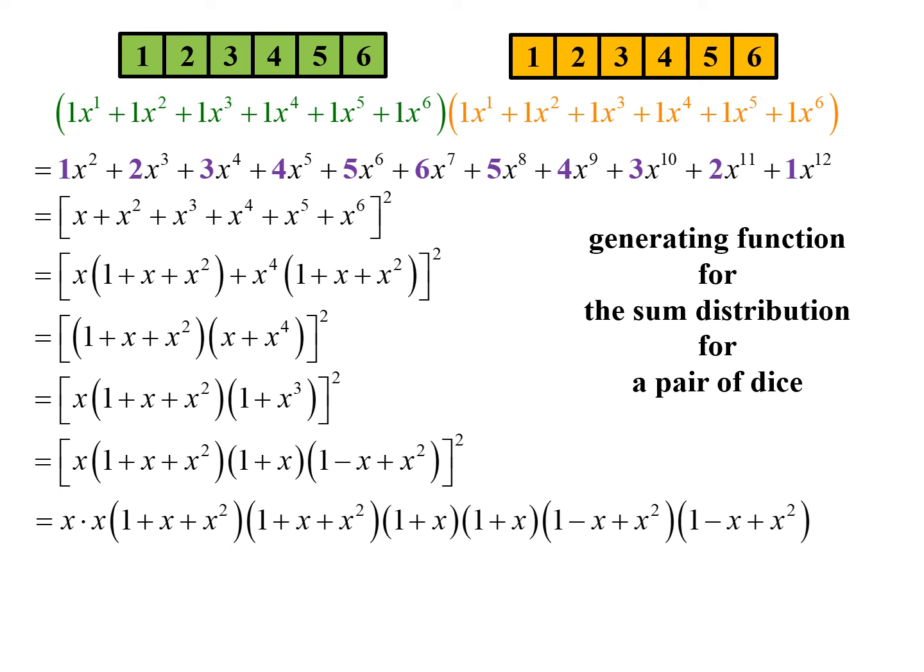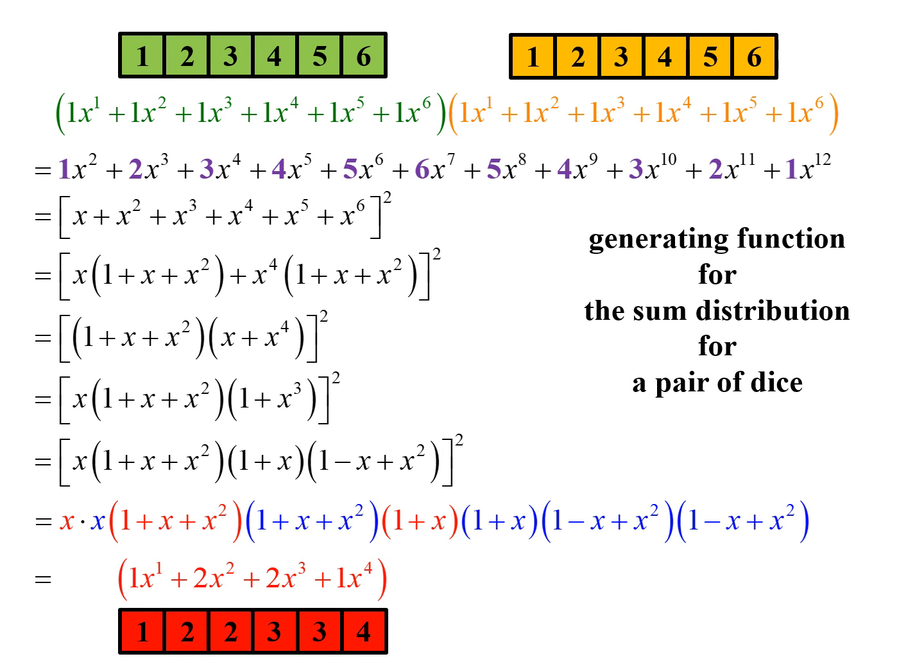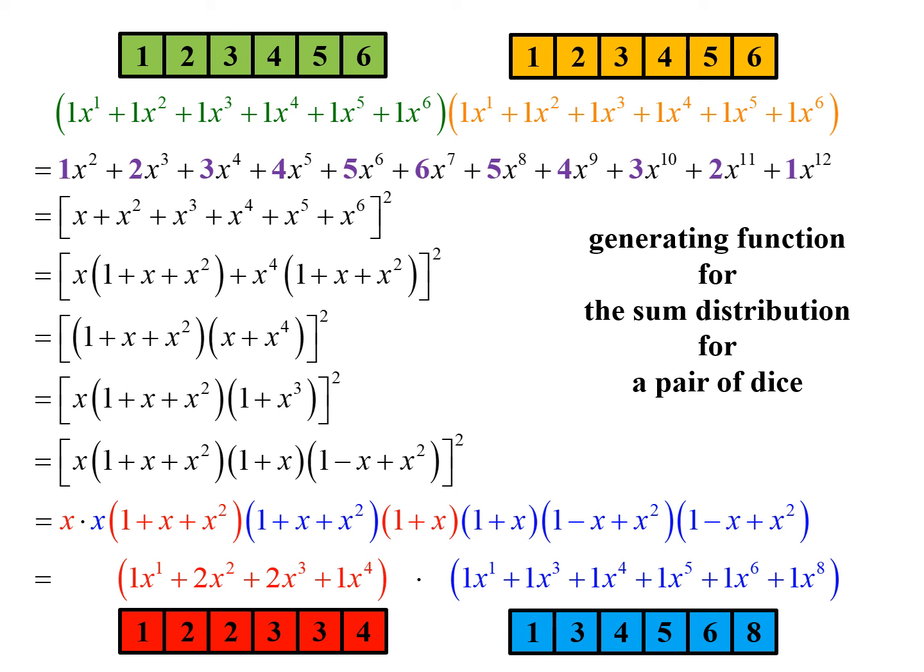I'm going to partition these factors into 2 groups, the red group and the blue group. When I multiply the red factors together, I get the generating function for the red Sicherman die. The 1 appears 1 time, the 2 appears 2 times, the 3 appears 2 times, and the 4 appears 1 time. When I multiply the blue factors together, I get the generating function for the blue Sicherman die.